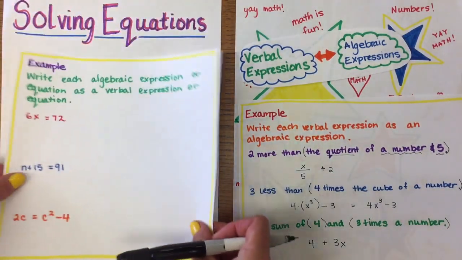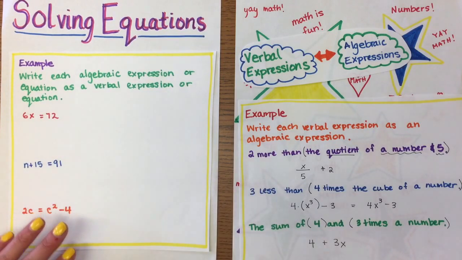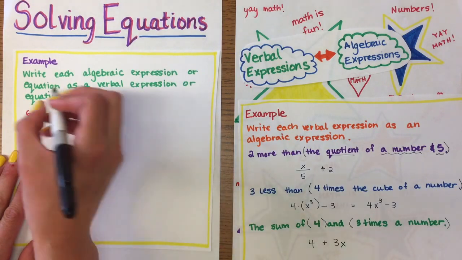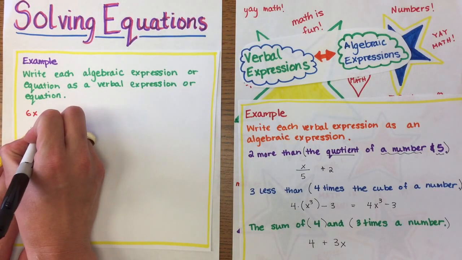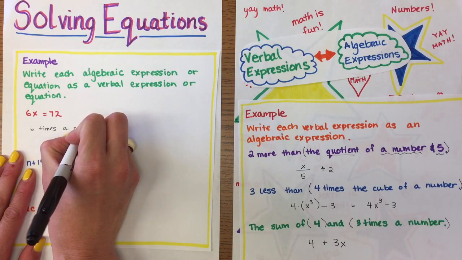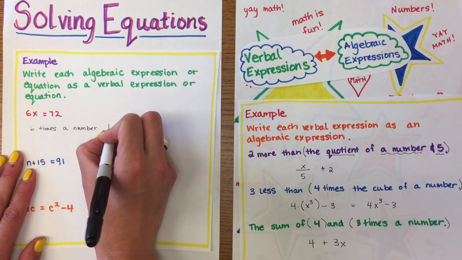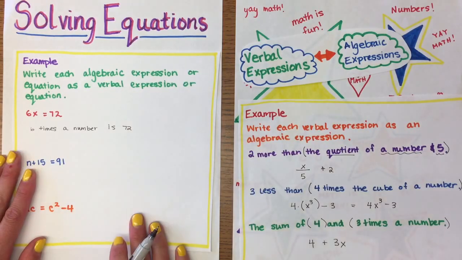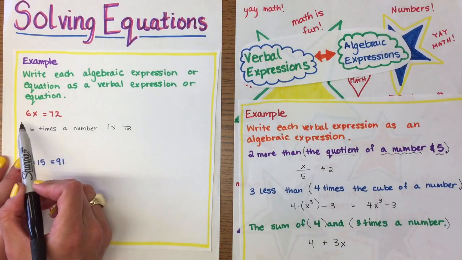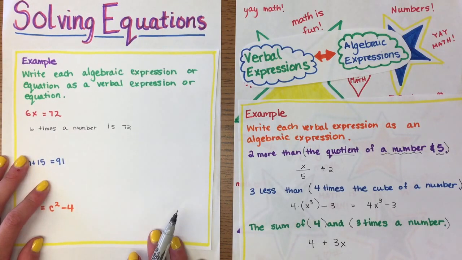Now I want to look at an algebraic expression or equation to a verbal expression or equation. So if I have an equation, how can I write that using words? So this is 6x equals 72. I can write this as 6 times a number is 72. Is will be a really common word for equals. I could also write this as the product of 6 and a number is 72.